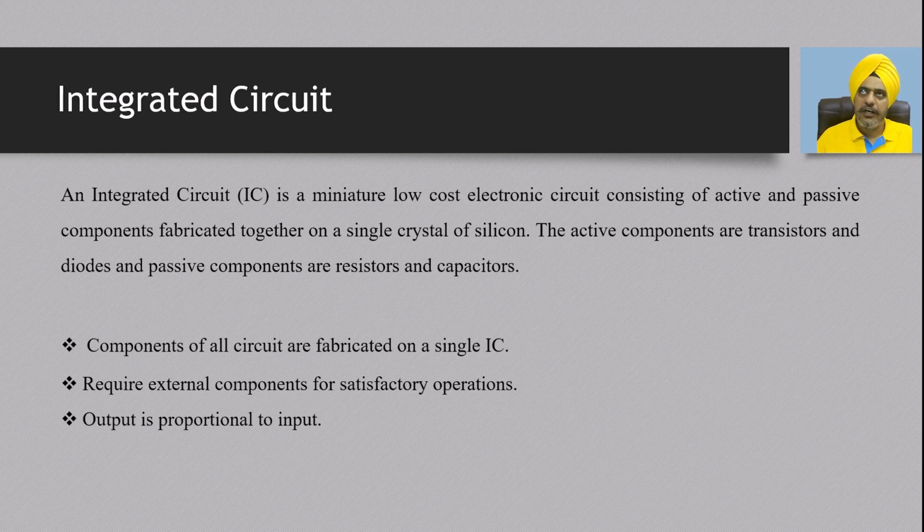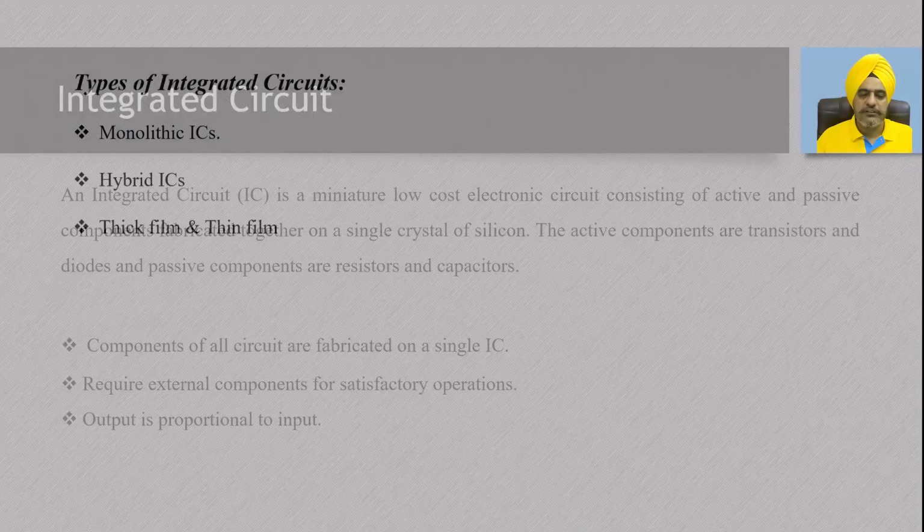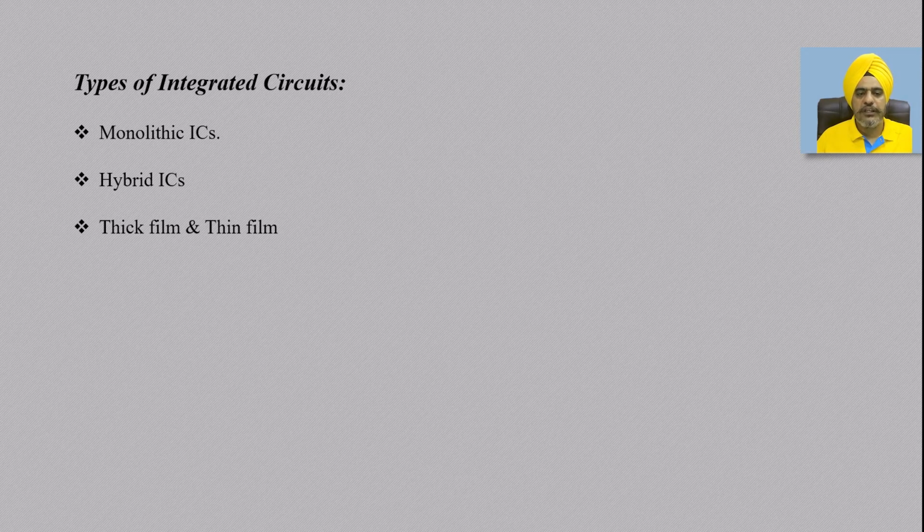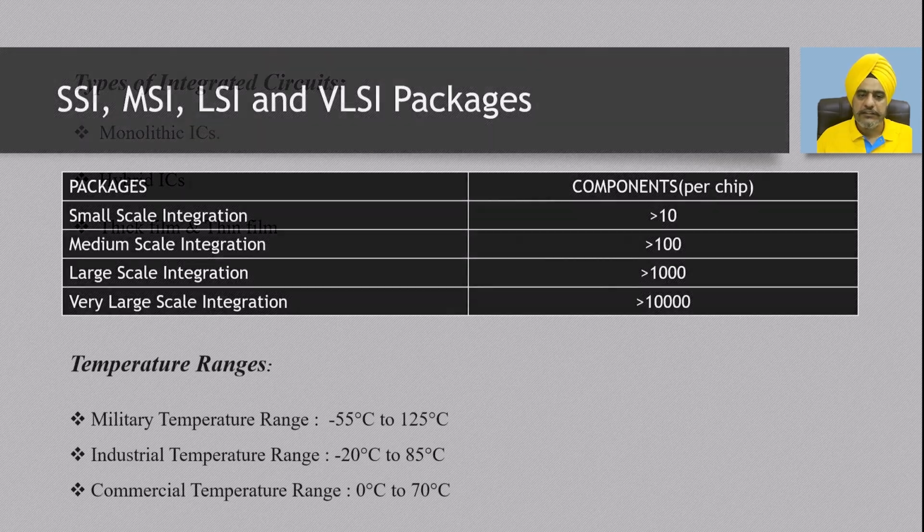Now we are trying to make inductances, but still it is resistances and capacitances that are on the silicon chip. These components are fabricated on a single IC, and they require external components for the satisfactory operation of an IC, and the output is somehow proportional to the input voltages. There are various types of integrated circuits like monolithic, hybrid, thin film and thick film ICs.